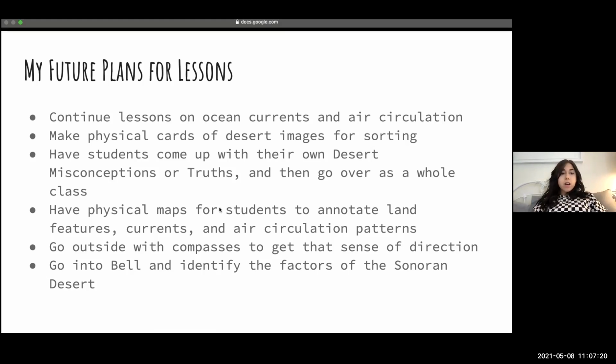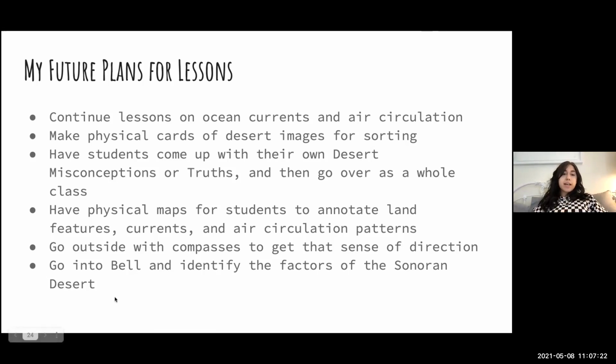I would also really like to have physical maps, where they can point out those land features and annotate what directions the mountain range is in and really circle the currents that affect us and the air circulation patterns that really move in towards Tucson.